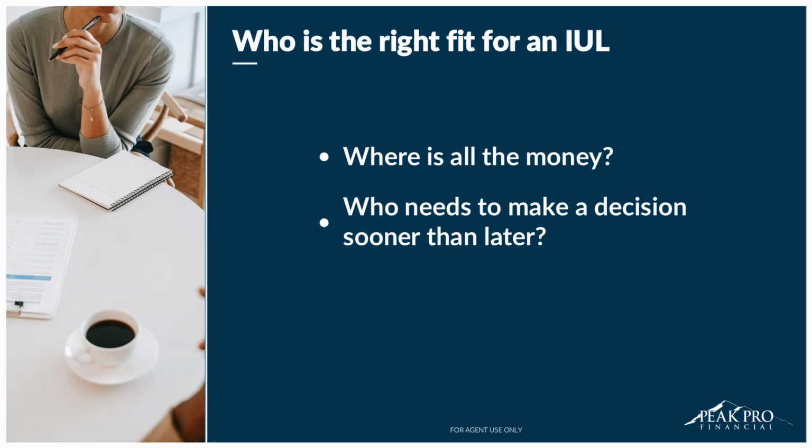Now, who's the right fit for Index Universal Life? I kind of mentioned this. Where's all the money today? Qualified assets. And who needs to make a decision sooner rather than later? Pre-retirees and retirees. These are people looking to make a decision sooner rather than later, and typically their portfolios are heavily weighted in taxable assets.